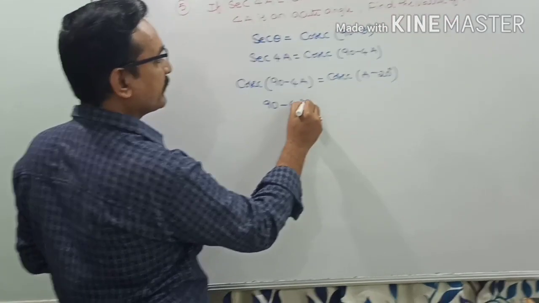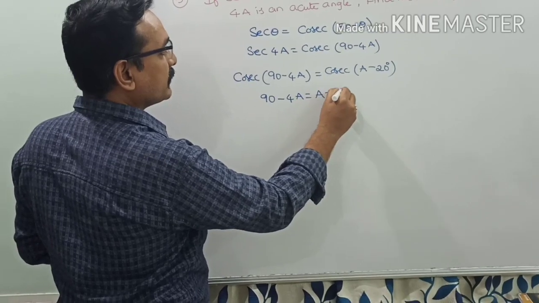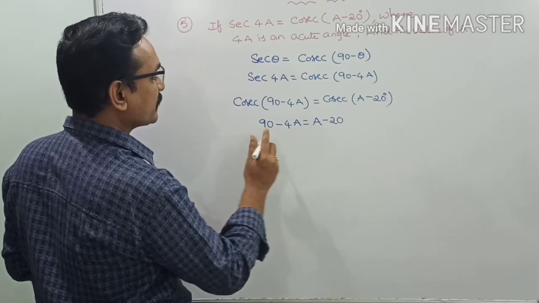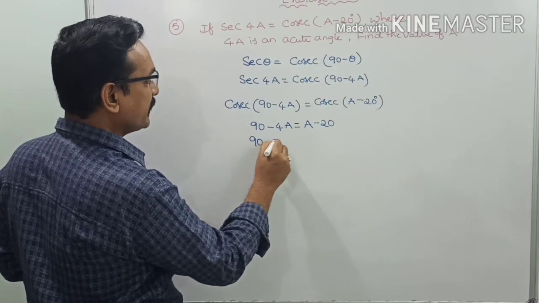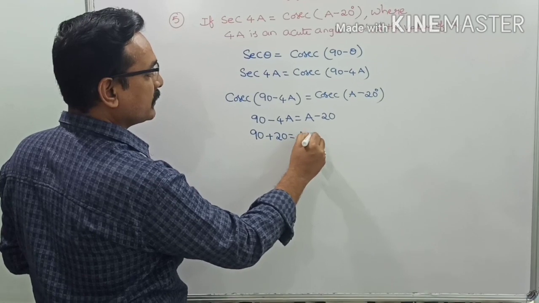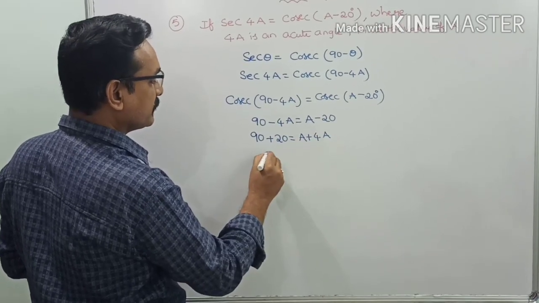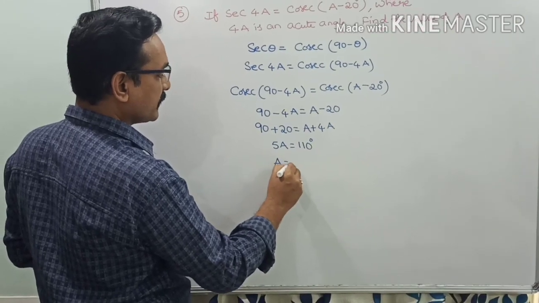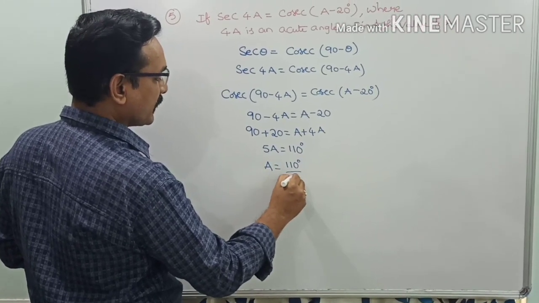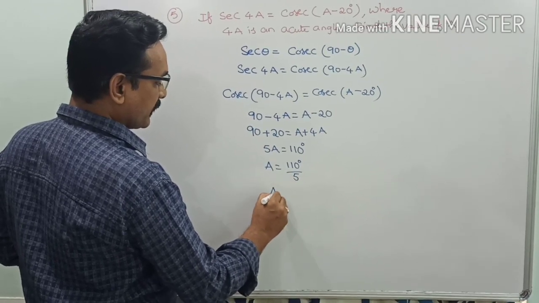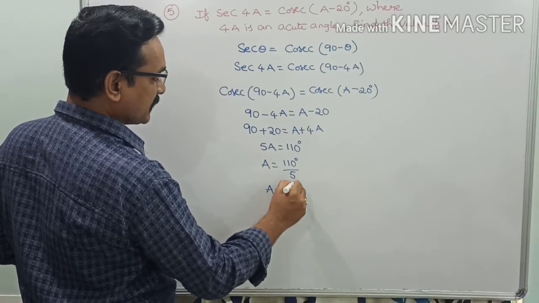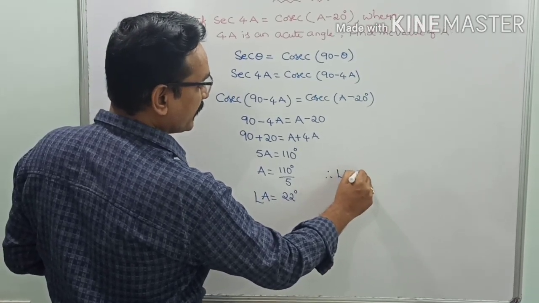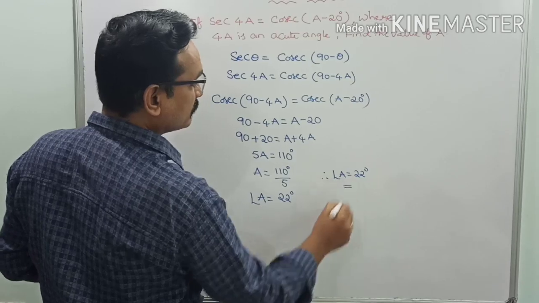90 minus 4A equals A minus 20 degrees. Transpose minus 4A to that side and minus 20 to this side. We get 90 plus 20 equals A plus 4A, then 5A equals 110 degrees, then A equals 110 by 5. 5 2s are 10, so 22 degrees. Therefore angle A equals 22 degrees.